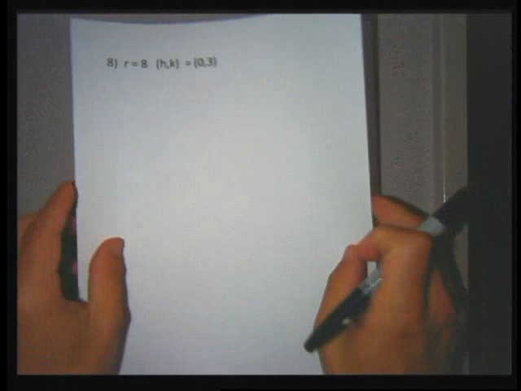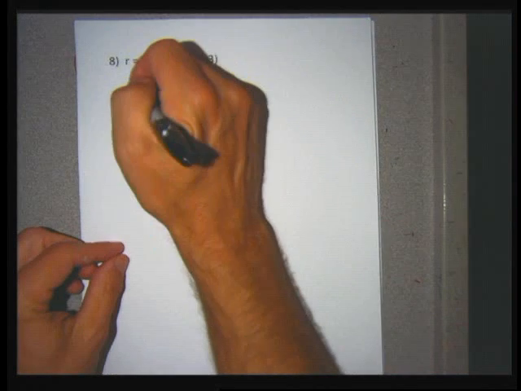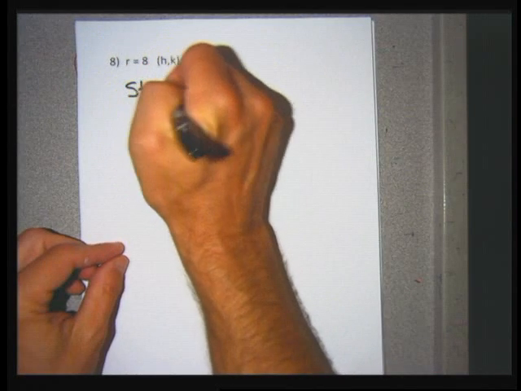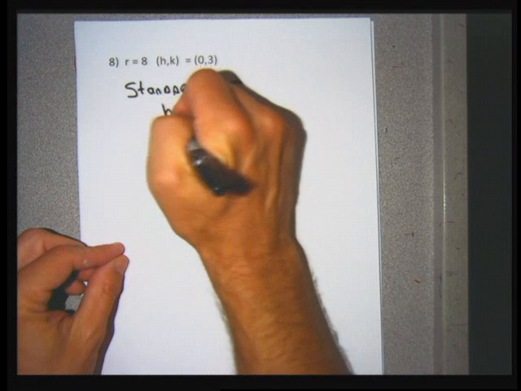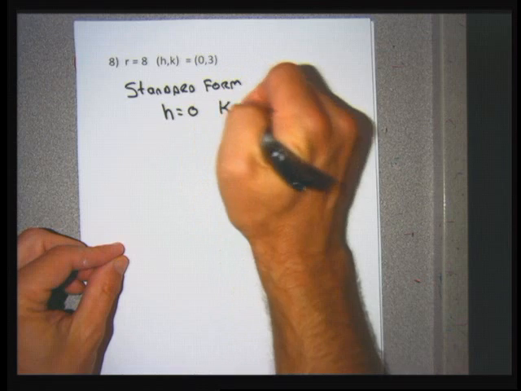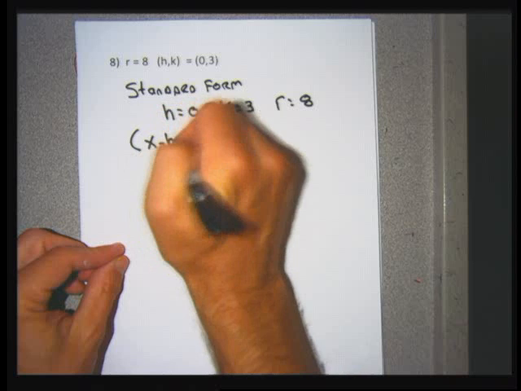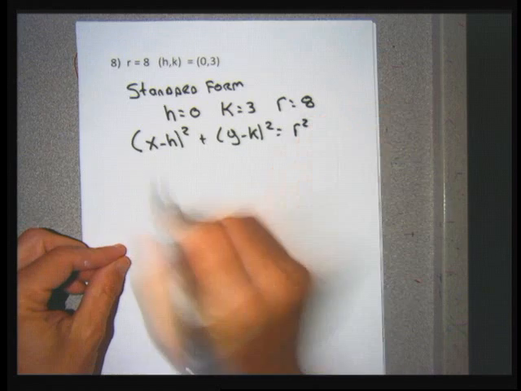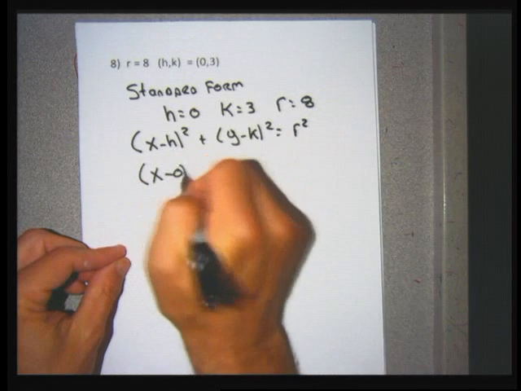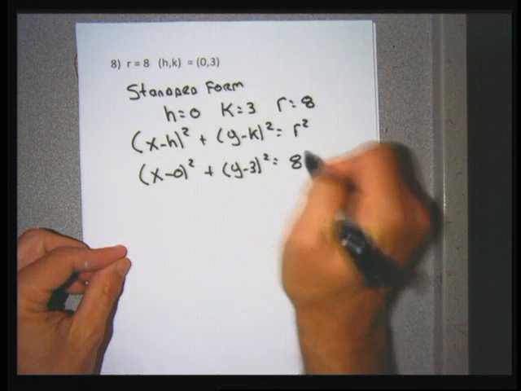8's going to be similar. 8's a big radius, which makes it hard to fit on my graph. And the bigger the circle, the worse my graph. But the standard form I'm going to get by plugging in the values that are given. I'm going to let h be 0, k be 3, and r be 8. And again, I'll keep writing this formula down. Hopefully you have it memorized by now. So I'm going to go x minus 0 squared plus y minus 3 squared equals 8 squared.